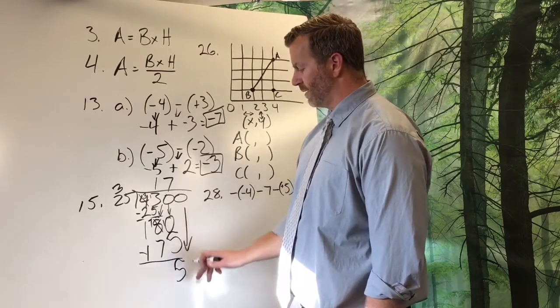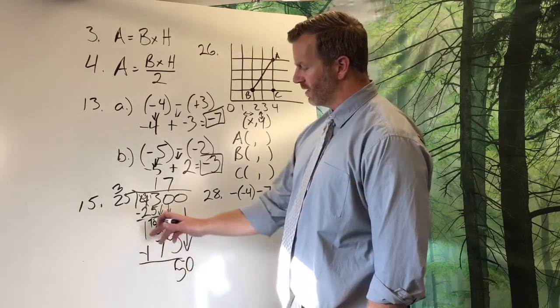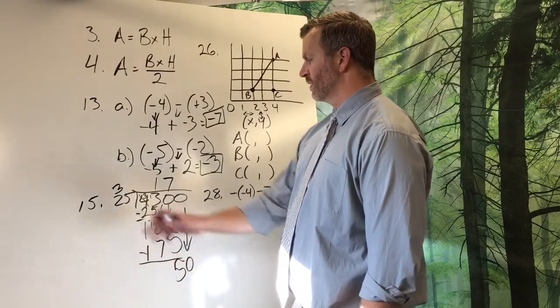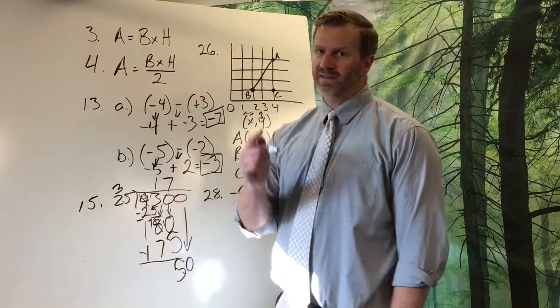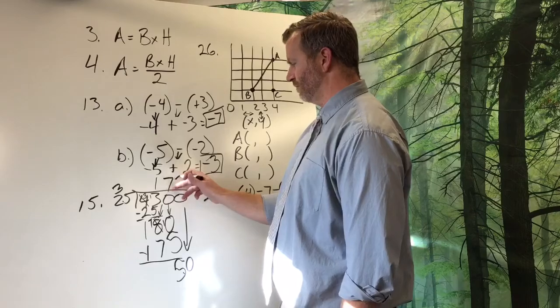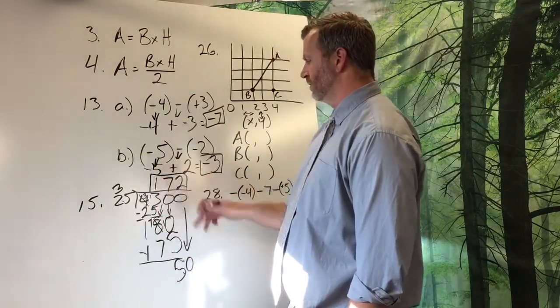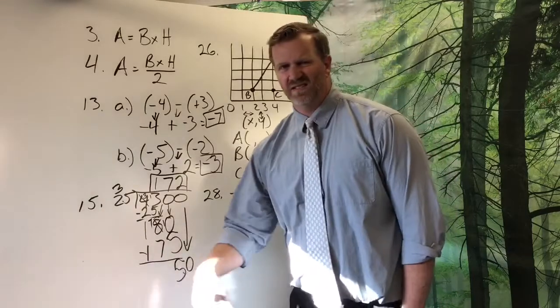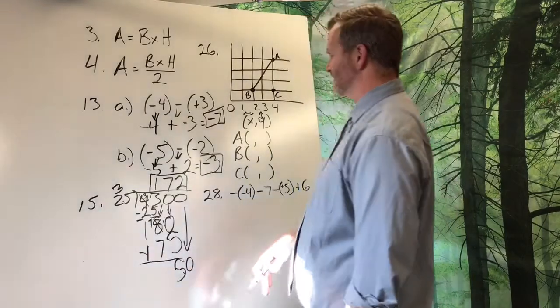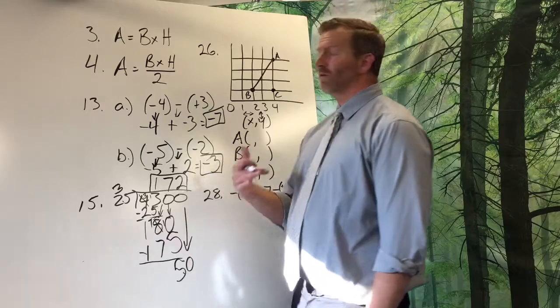We got to pull that 0 all the way down there, and then 7 minus 7 is 0. Now, 25 goes into 50, that's an easy one. Boom, 2 times, 172. Cool. All right, we'll just skip 16. It wasn't that hard anyways. You guys got that. Check out number 26, guys.